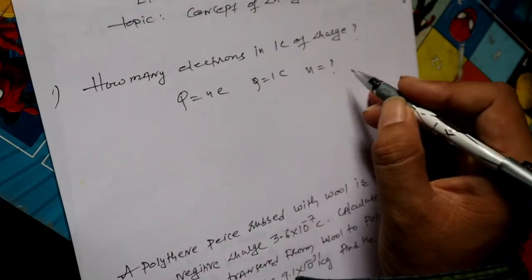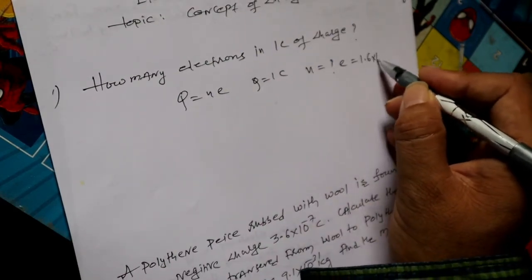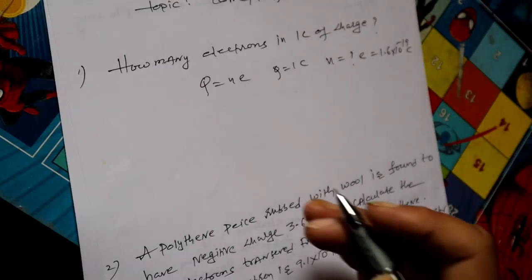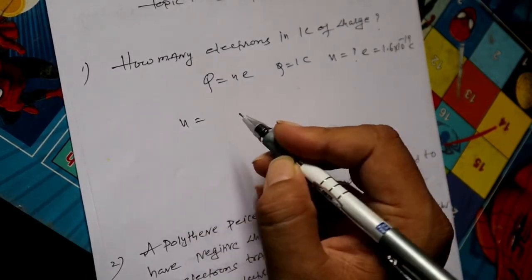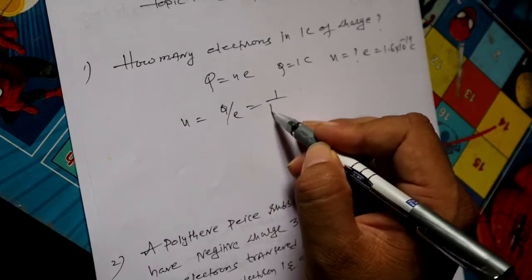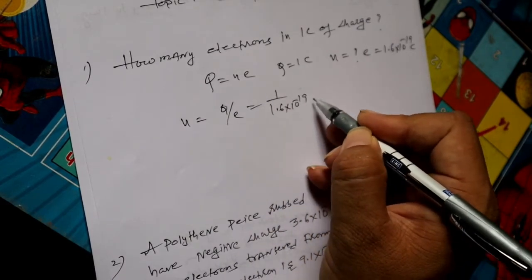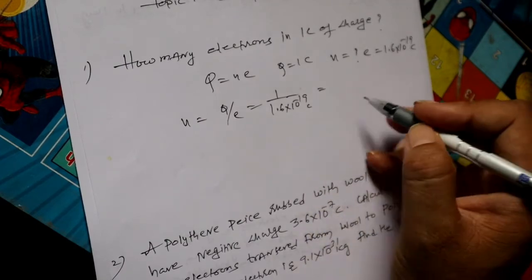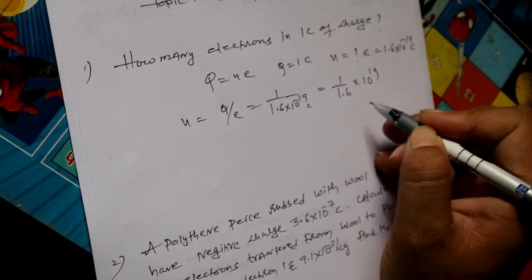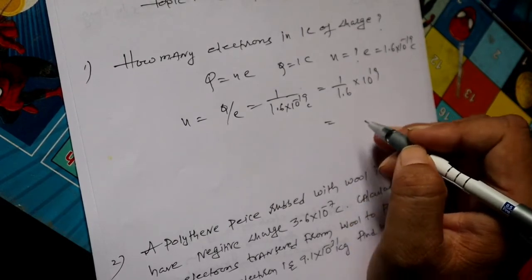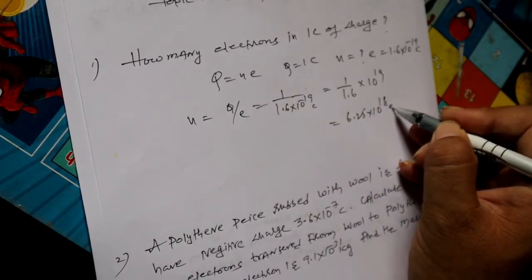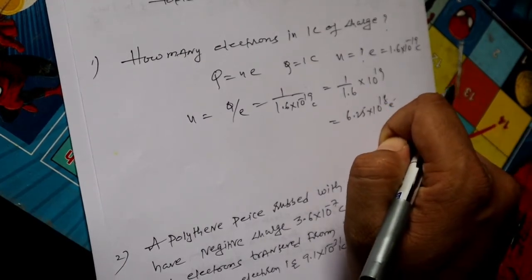We know that the charge of the electron is 1.6 into 10 to the power of minus 19 coulombs. So by substituting these values, N is equal to Q by e, that is 1 by 1.6 into 10 to the power of minus 19, which is 1 by 1.6 into 10 to the power of 19. By doing the calculation, we get the answer 6.25 into 10 to the power of 18 electrons. This is the first problem.